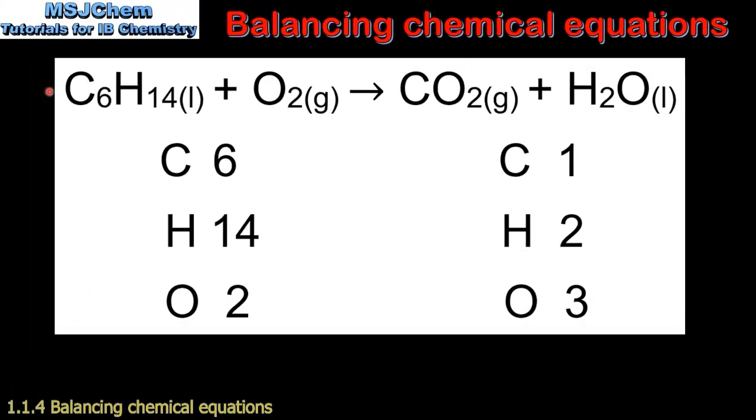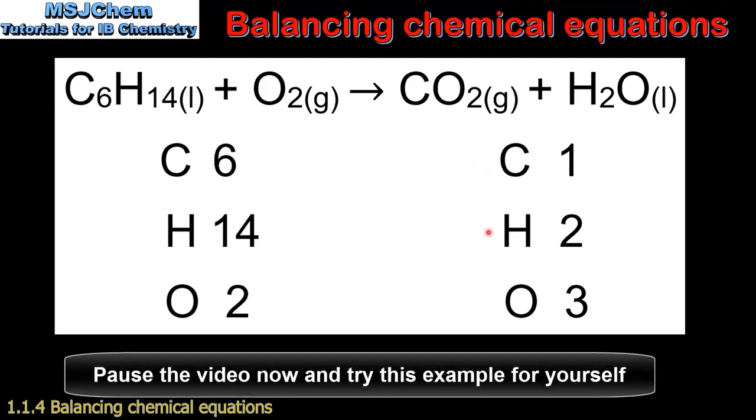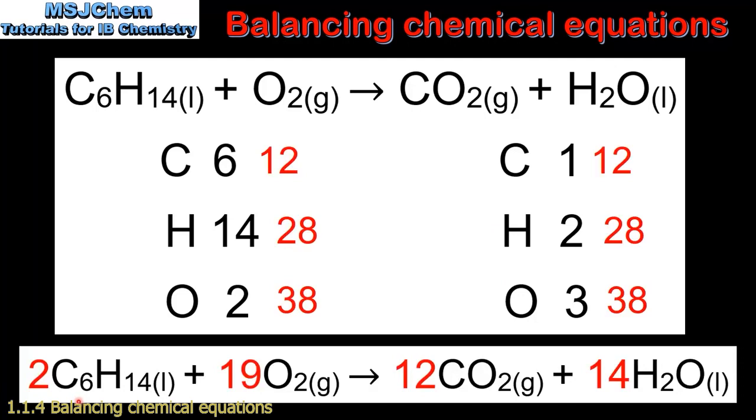In our next example, we have the unbalanced equation for the reaction of hexane, C6H14, with oxygen to produce carbon dioxide and water. In the reactants, we have 6 carbon atoms, 14 hydrogen atoms, and 2 oxygen atoms. In the products, we have 1 carbon, 2 hydrogen, and 3 oxygen atoms. So to balance this equation, we need to put 2 in front of the hexane, 19 in front of the oxygen, 12 in front of the carbon dioxide, and 14 in front of the water. And we now have the same number of atoms in the reactants and the products.